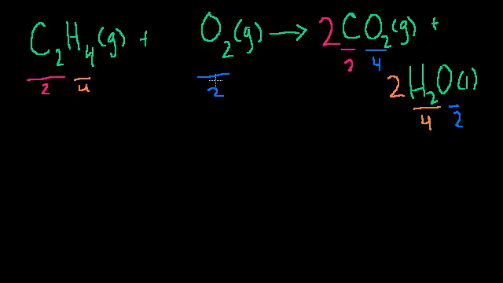So how do I make this 2 into 6? I want to have 6 oxygens on the left-hand side as well. Well, if I put a 3 out here, now I have 6 oxygens. And my equation has been balanced. I have 2 carbons on this side, 2 carbons on that side, 4 hydrogens on this side, 4 hydrogens on this side, 6 oxygens on this side, and then 4 plus 2, 6 oxygens on that side.